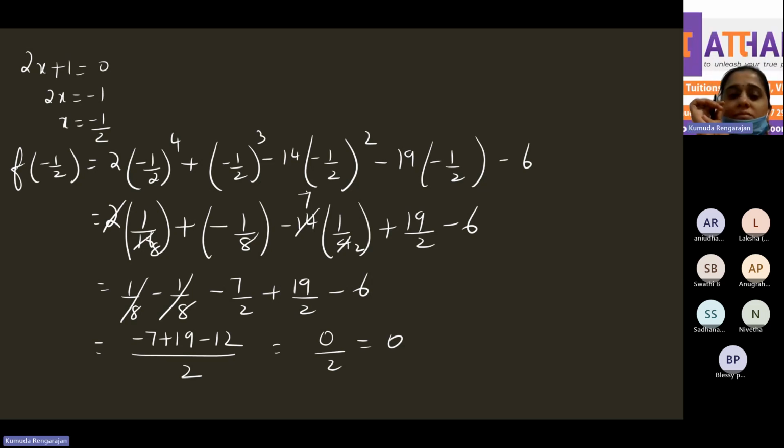Correct? Same steps you have. Oh, you didn't cancel 1 by 8 and minus 1 by 8. Okay. Yeah, any questions you have? So like how we checked 690 is divisible by 3, like that, this expression f of x is divisible by 2x plus 1 because the remainder is 0.